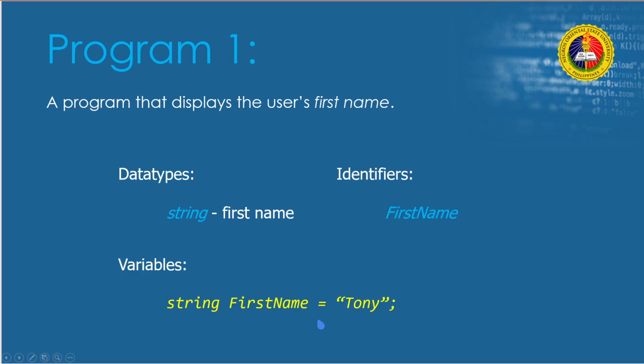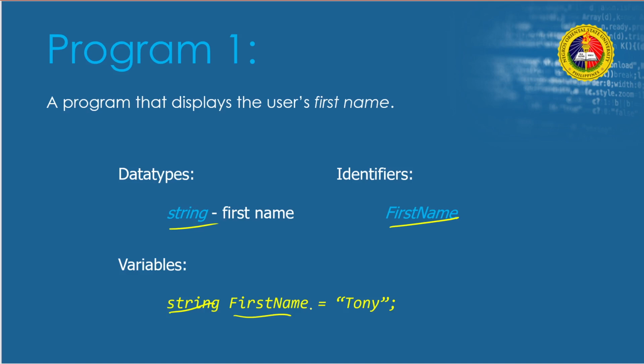So how do we write the variable? The data type is string, of course, and the identifier that we'll be using is first name. Therefore, if we're going to write it as a variable, it's going to be string firstName, and then we can initialize the value, let's say "Tony". Since it is a string, it is enclosed with double quotation marks. Okay? Do we follow? Yes, sir.